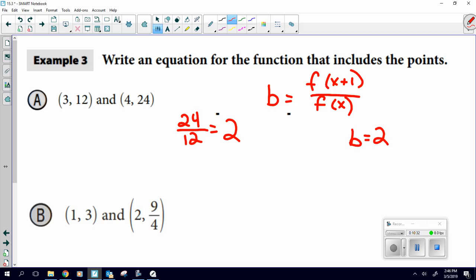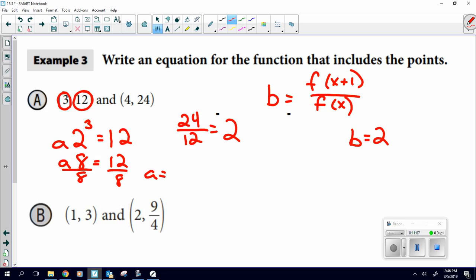Now we need to find our a. We know that a times 2 to the power of 3 equals 12, because remember, this is our power and this is the output. As long as we know those two things, we can set this up. So a times 2 to the power of 3, which is 8, equals 12. To figure out a, we divide by 8 and get 12/8. But that's not how we write it. They're both divisible by 4, so that's 3/2. So our a is equal to 3/2.